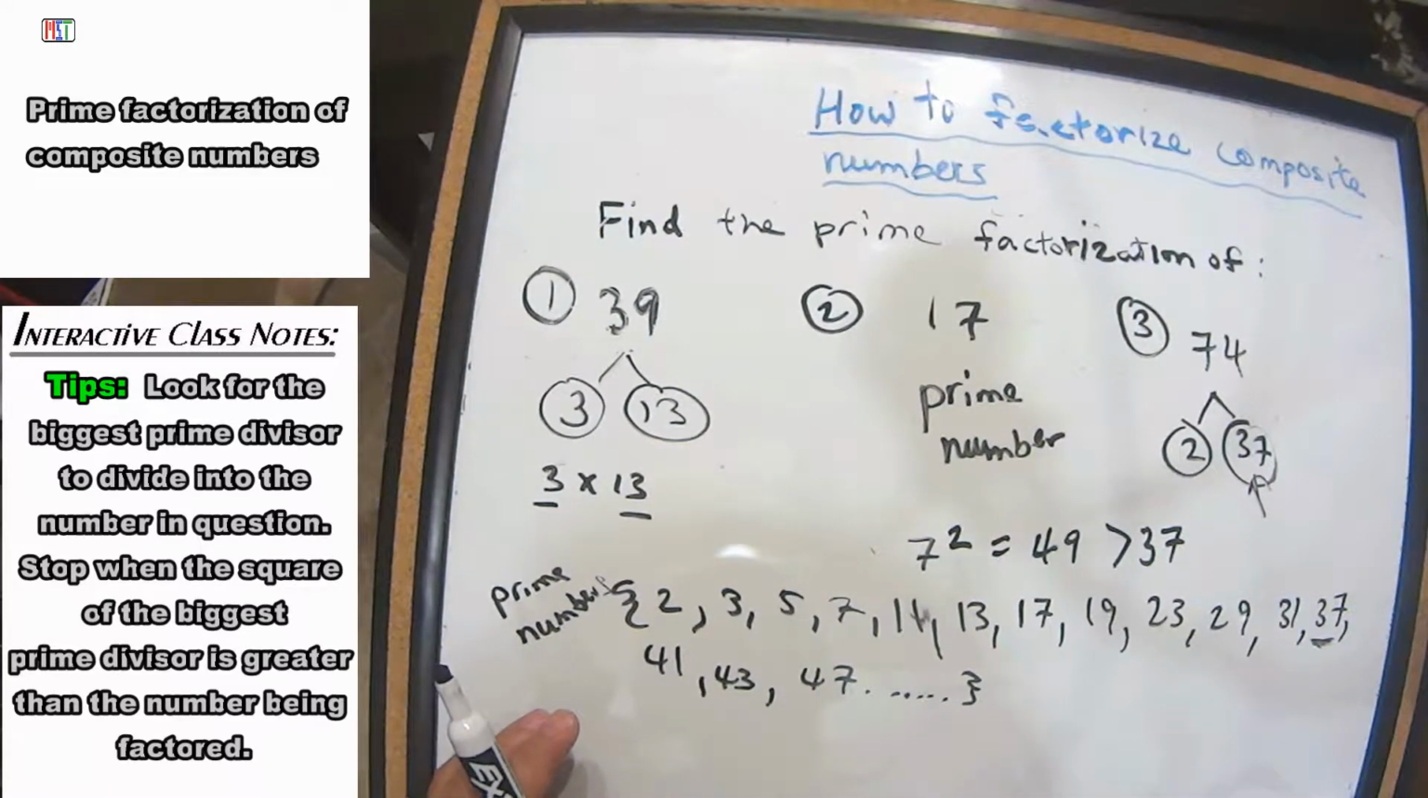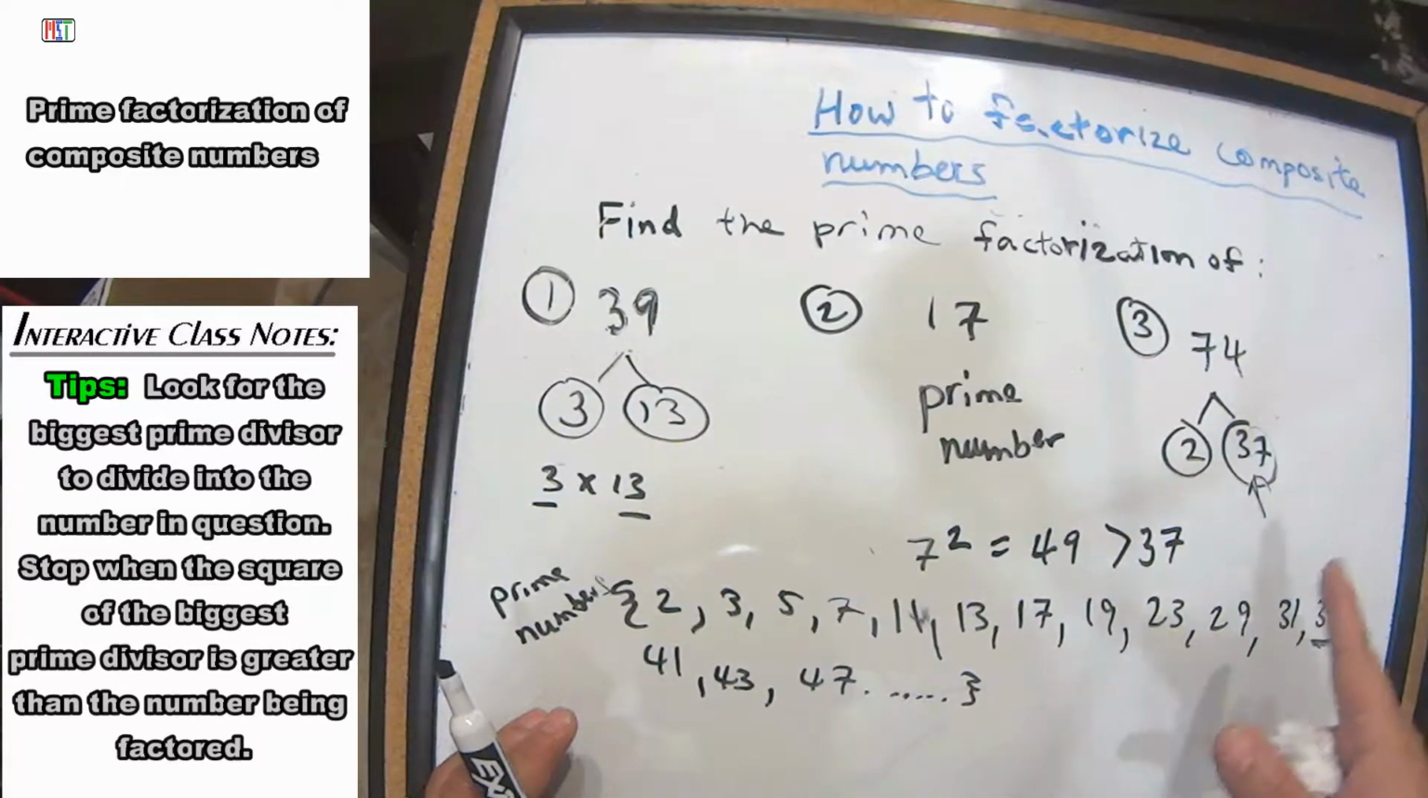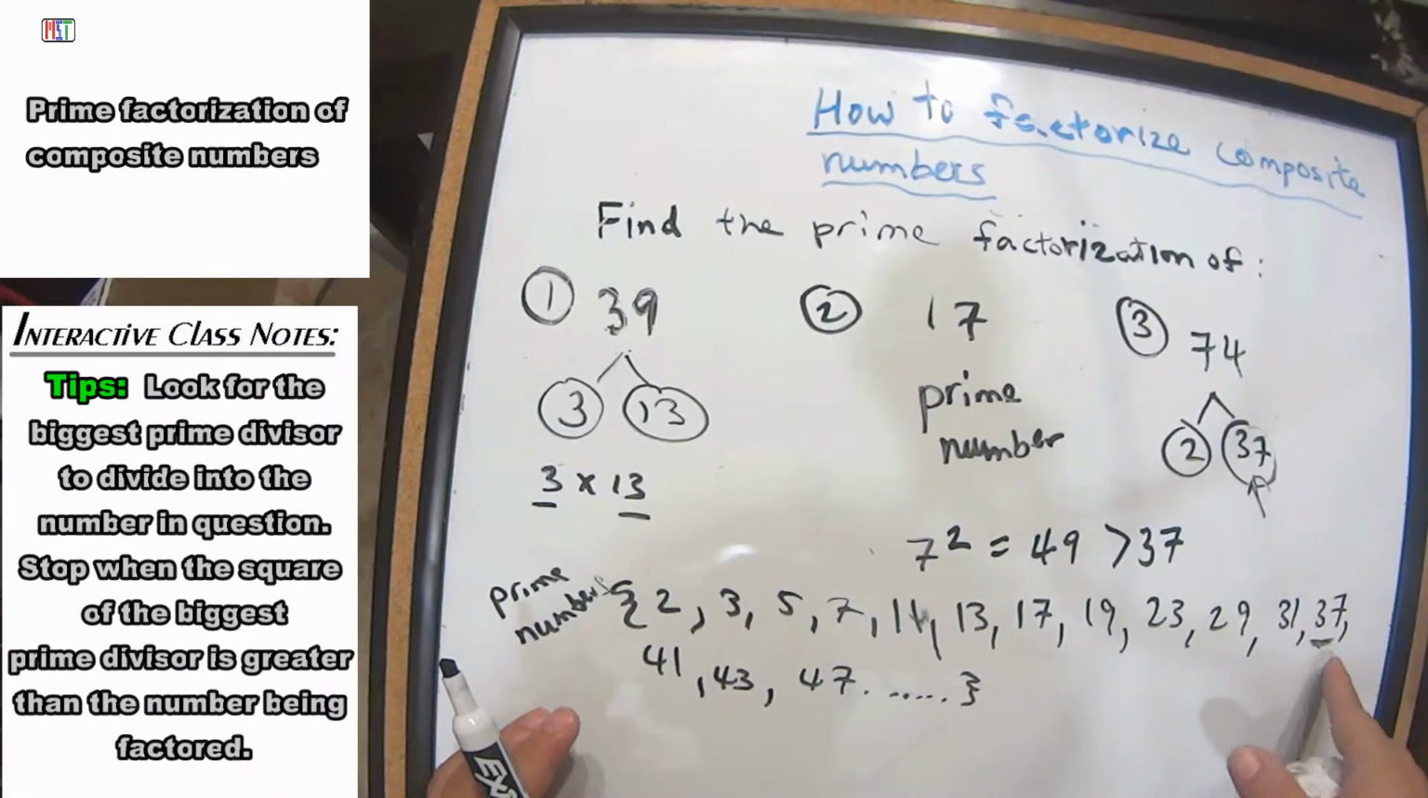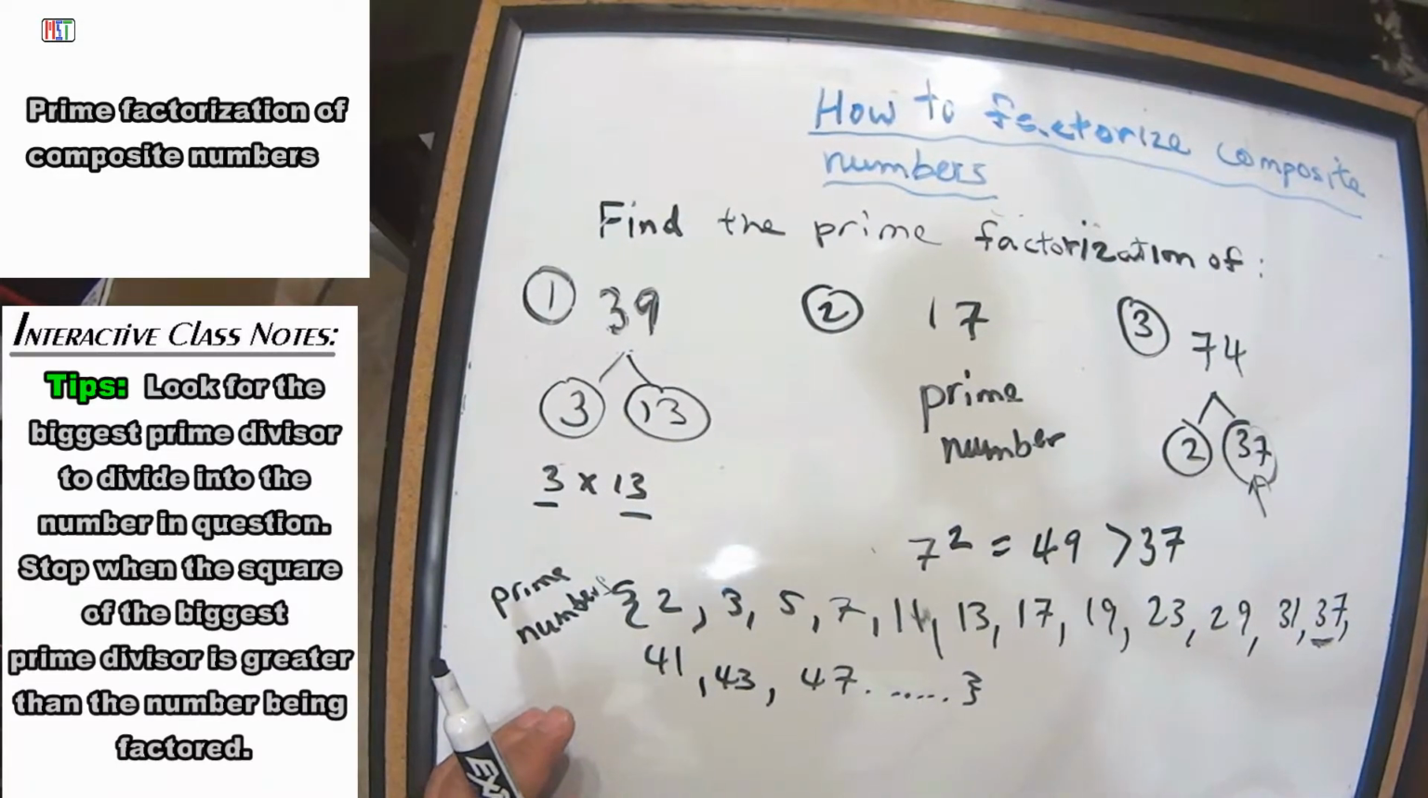Okay. So, for example, you can keep going and say 11. Can 11 go into 37? No. 13, no. 17, no. 19, no. 23, no. 29, 31, so on, right? And then, oh wait, it's 37. 37 is a prime number.